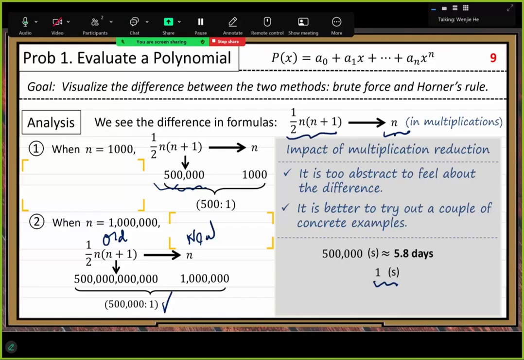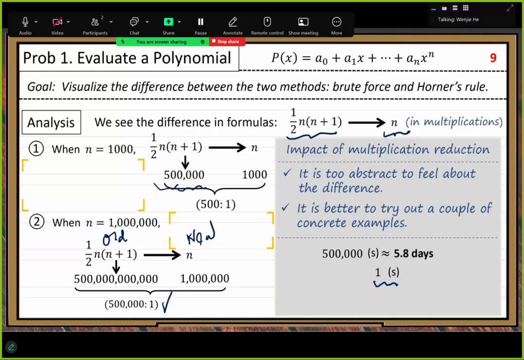Suppose some real world problem, we need to evaluate 1 million polynomial. That's a huge polynomial in a real world application problem. So if you do not apply the best algorithm, the cornerstone, and you use the brute force algorithm, you need to wait after you hit the enter. You need to wait 5.8 days to get the answer.